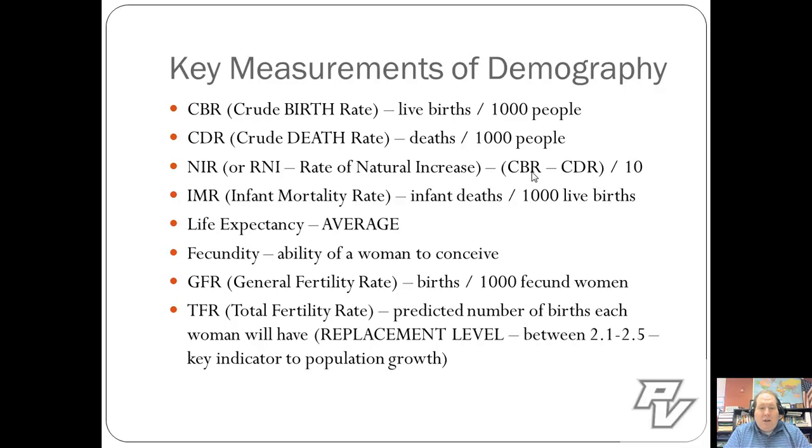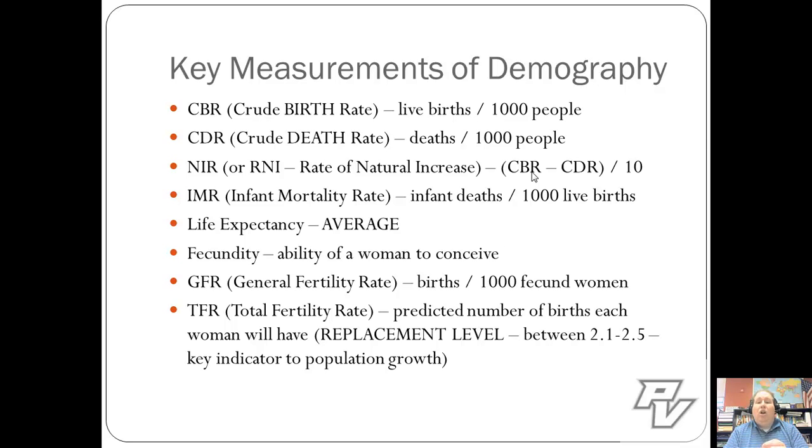For fecundity, fecundity is the ability of a woman to conceive. That is a term that gets kind of tossed around in demography that you might need to be able to understand. The lower that rate is, you have significant other health issues that have to be taken into account. Then there are two types of fertility rates, general fertility and total fertility. General fertility is for the number of births divided by every 1,000 able to conceive women, or 1,000 fecund women.